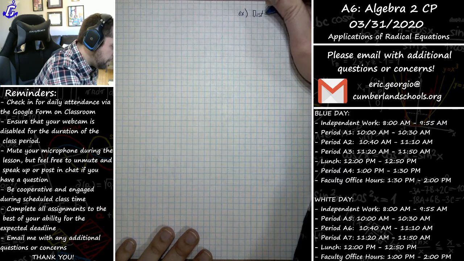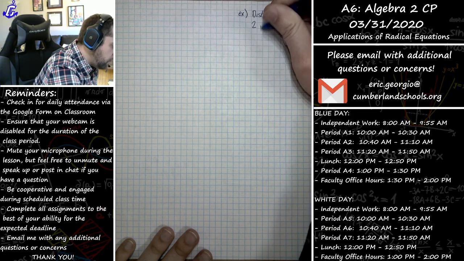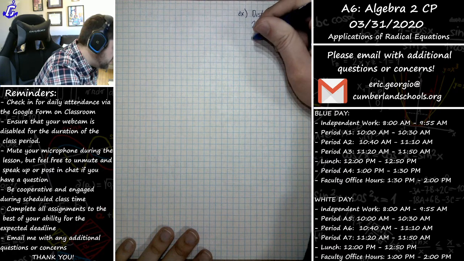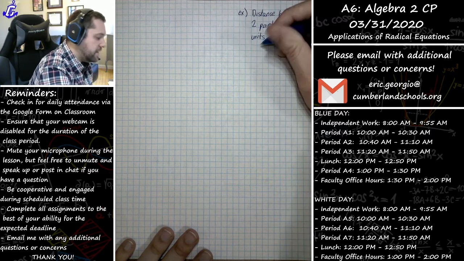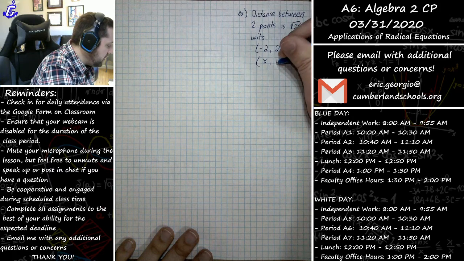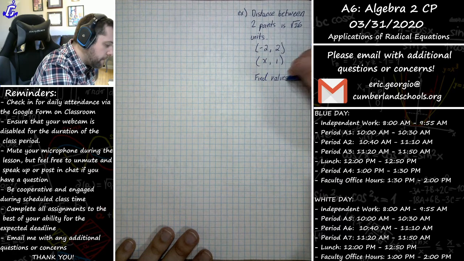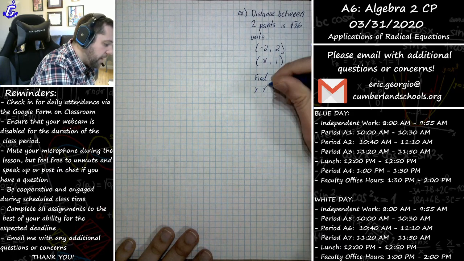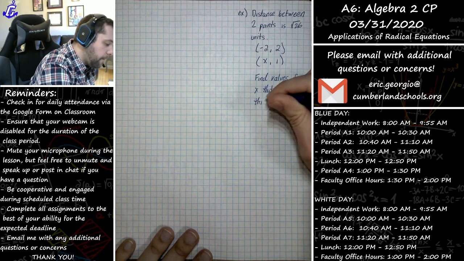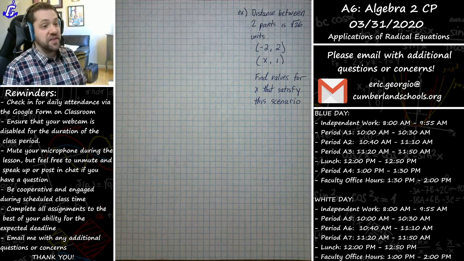The distance between 2 points is the square root of 26 units. Okay? I'm going to tell you that the 2 points are negative 2, comma 2 and x, comma 1. And you want to find values for x that satisfy this scenario. Okay. Oh yeah, our good old friend, the distance formula.